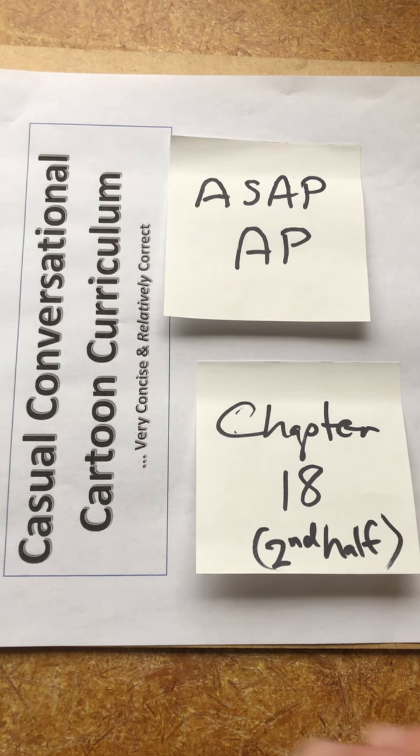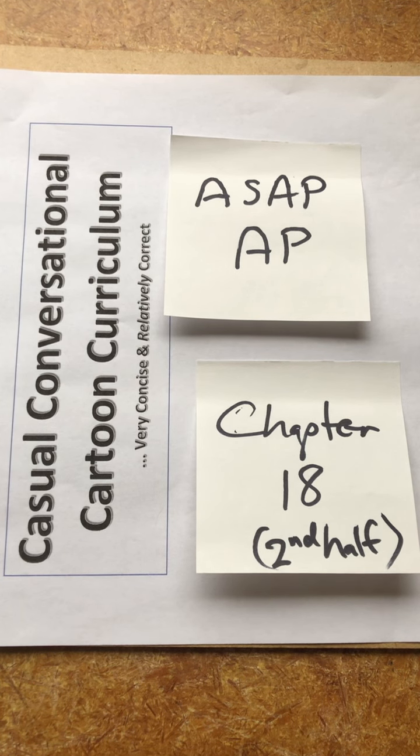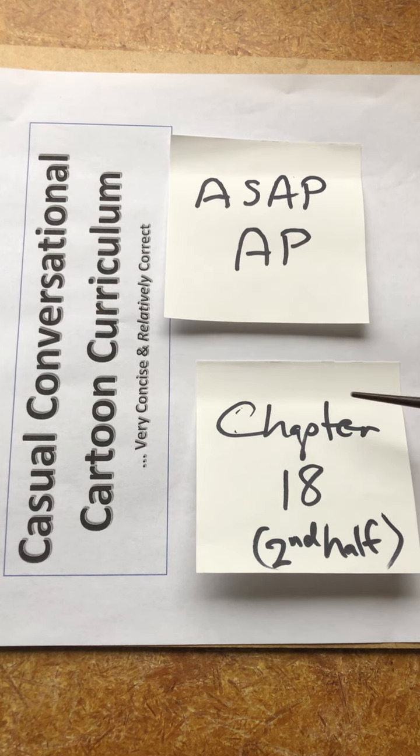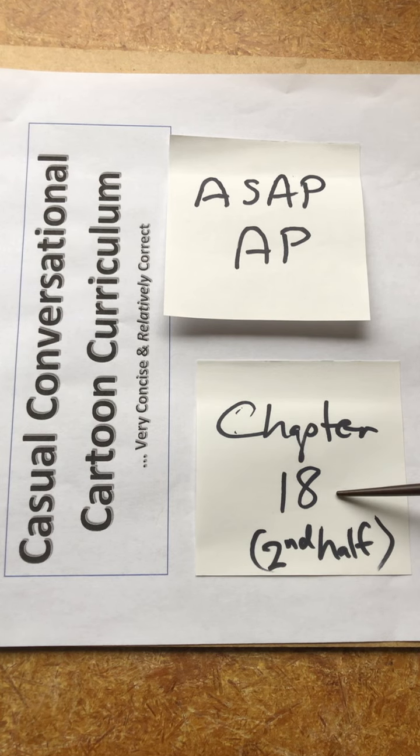Well, once again, a casual conversational cartoon curriculum, very concise and relatively correct, as simple as possible, as soon as possible, A and P. This is Chapter 18, the second half.